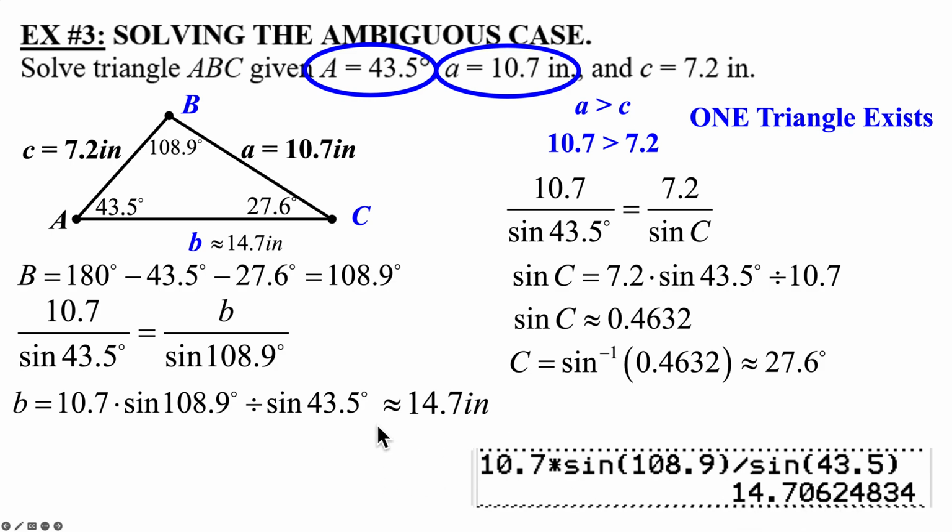Again, use your Goldilocks rule here, just as a check. Biggest angle, 108.9. Longest side, 14.7. Yep, that's true. Smallest angle, 27.6 degrees. Smallest side. And then obviously the middle angle and the middle side, they should match up together. And that takes care of part 2.